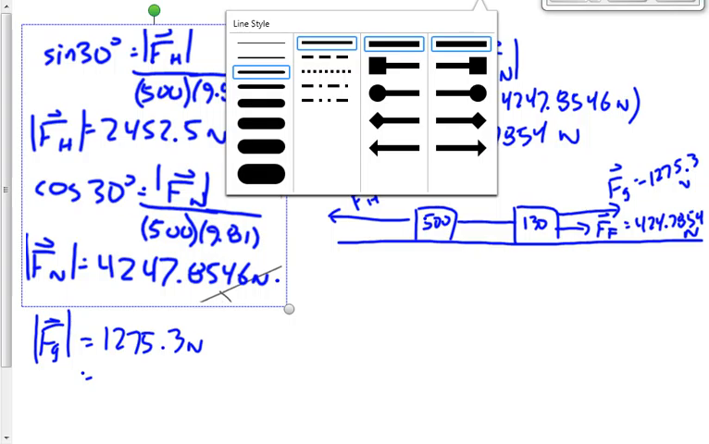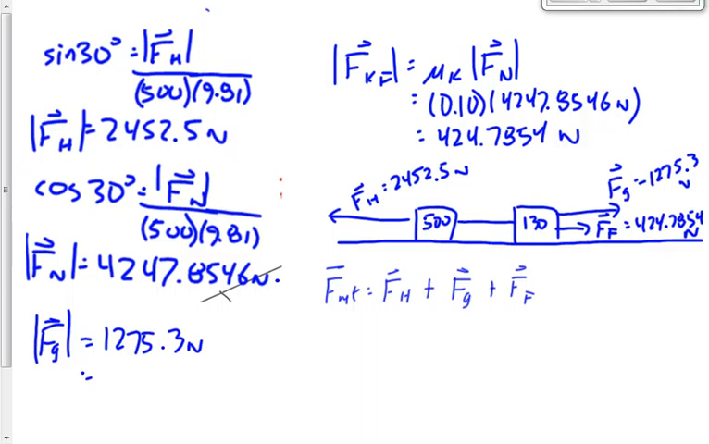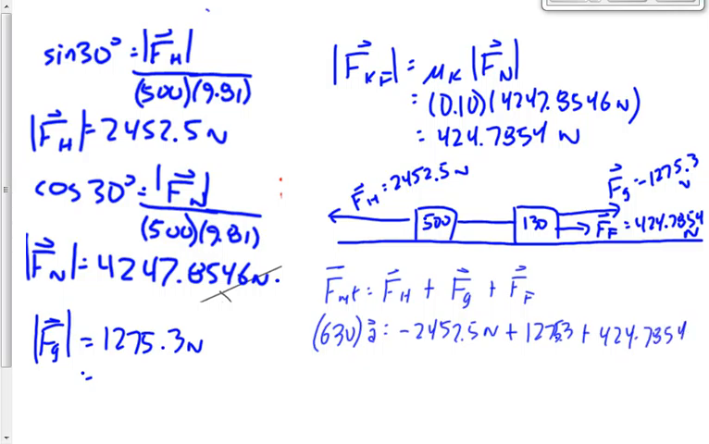Now we do what we always do. Let's say F net is equal to the sum of the forces, FH plus FG plus FF. And F net is equal to m times a, which is 630 times a, equals negative 2452.5 newtons plus positive 1275.3 plus 424.7854. A works out to be negative 1.194309 meters per second squared.